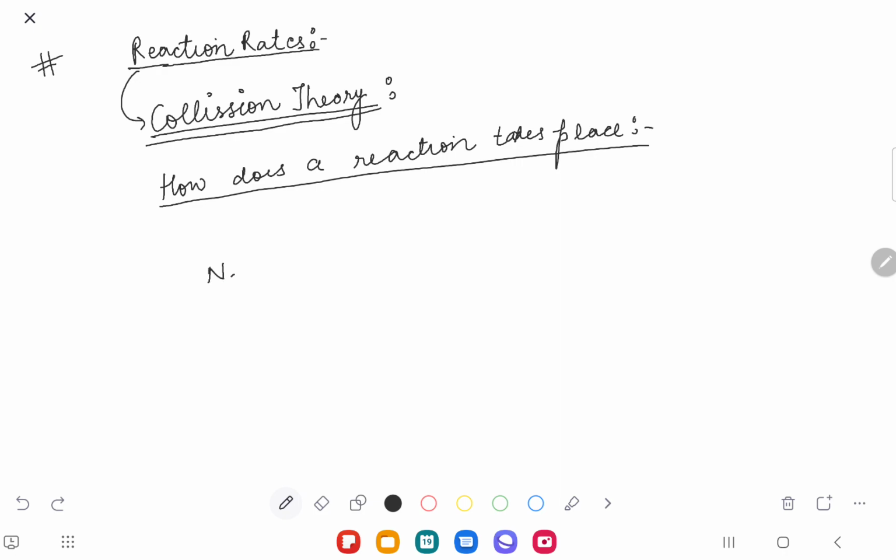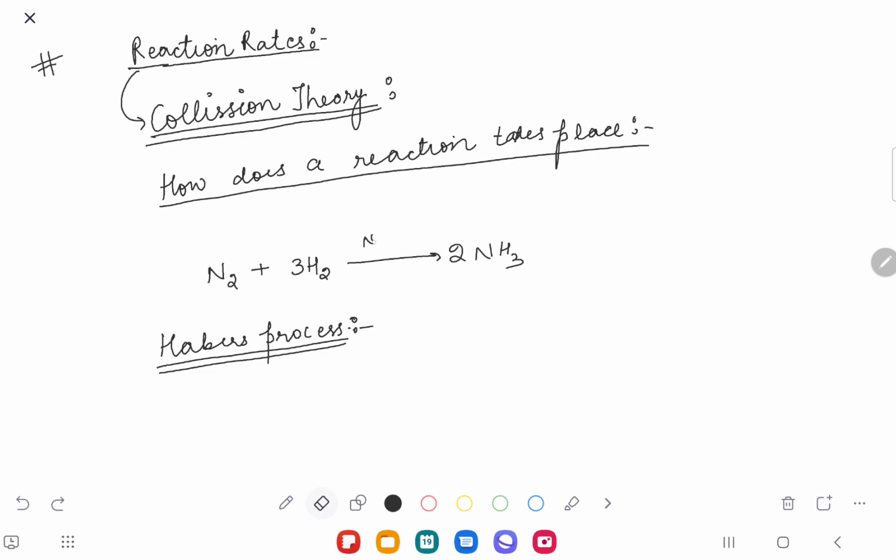So, for example, if you say N2 plus 3H2 gives me 2NH3, this is basically my Haber's process. Yes or no? So, when this is my Haber's process, what would you mean by this? This is happening in the presence of iron as a catalyst and molybdenum promoter, at a very high temperature and a moderate pressure of, let's suppose, 2 to 4 atmospheres. So these are the conditions under which we carry out this particular reaction, right?